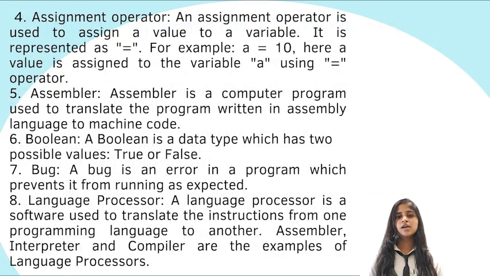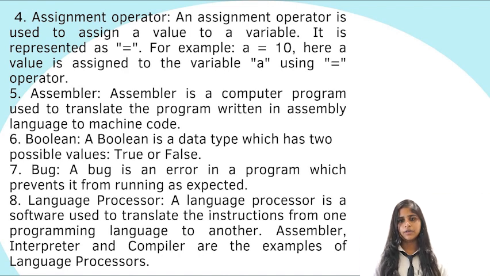Coming to the next, so we have assignment operator. An assignment operator is used to assign a value to a variable. It is represented as equal to. For example, a is equal to 10. Here a value is assigned to the variable a using the equal to operator.